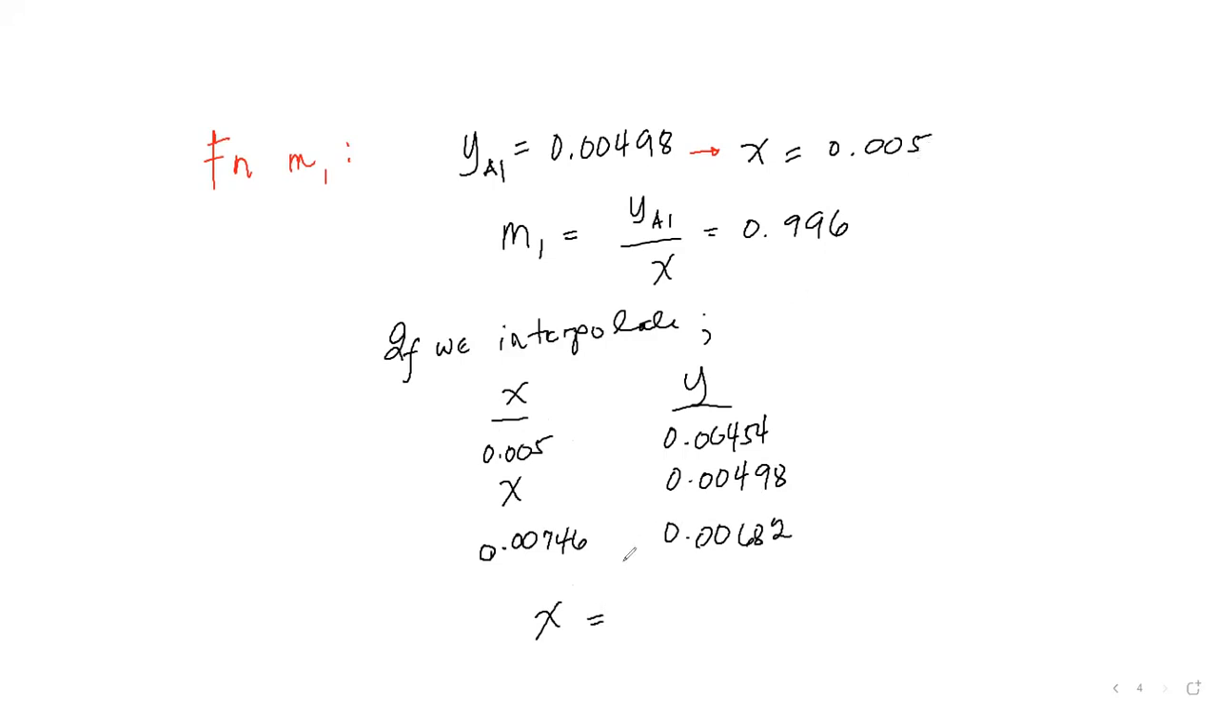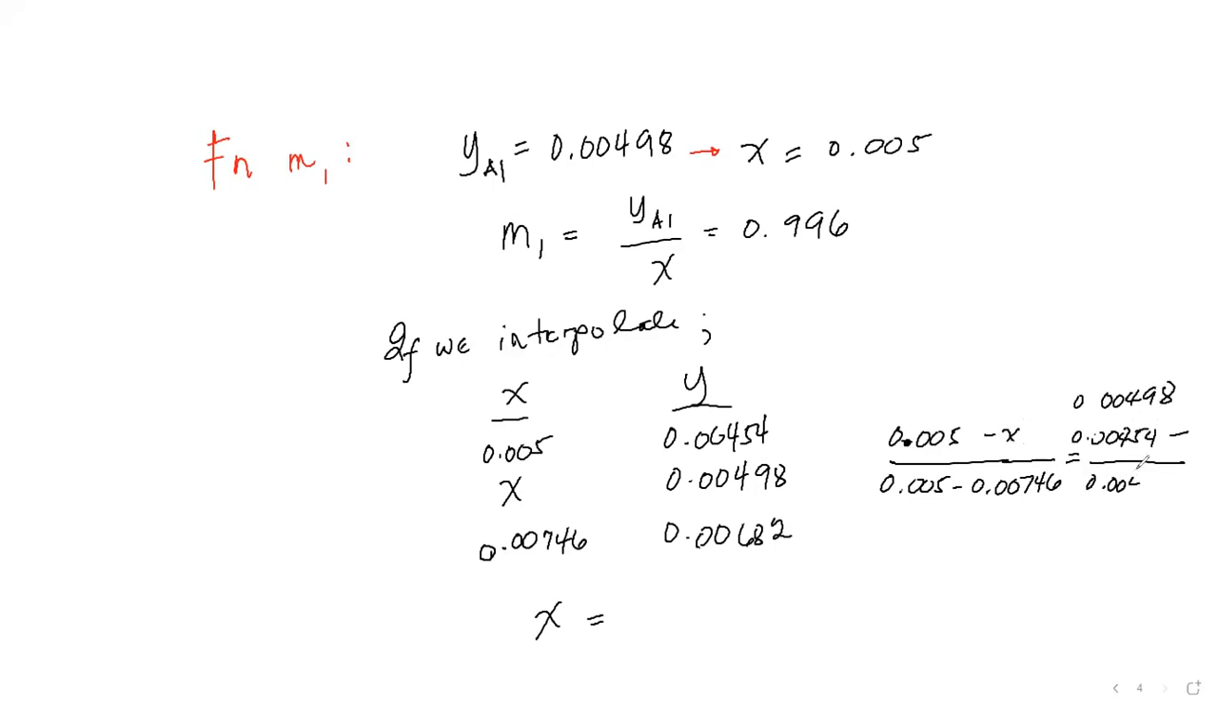Okay, so let's check. So we have 0.005 minus X divided by 0.005 minus 0.00746 equated to 0.00454 minus 0.00498 all over 0.00454 minus 0.00682. Let's see what would be the value of X that we will be getting out of this.